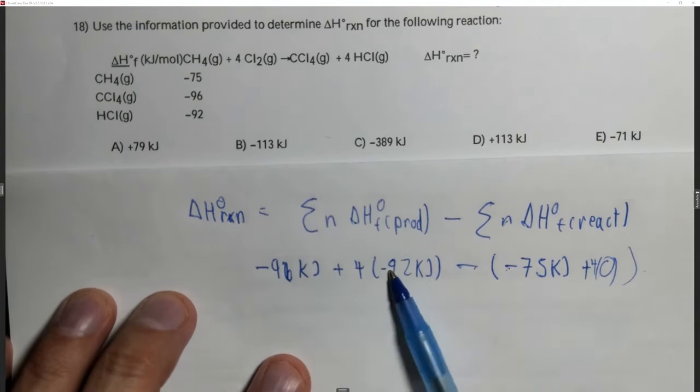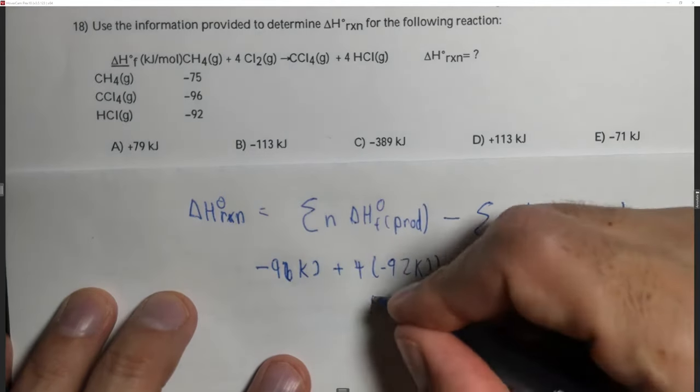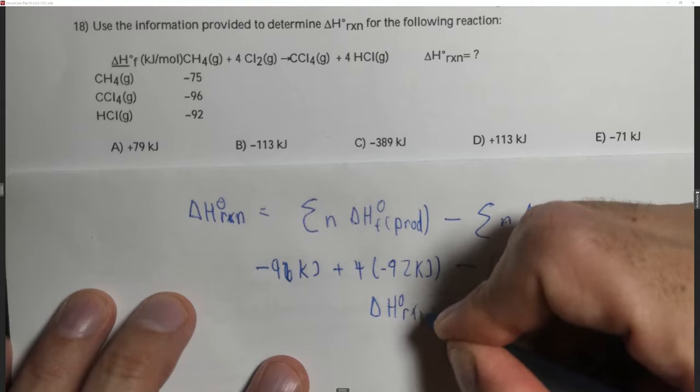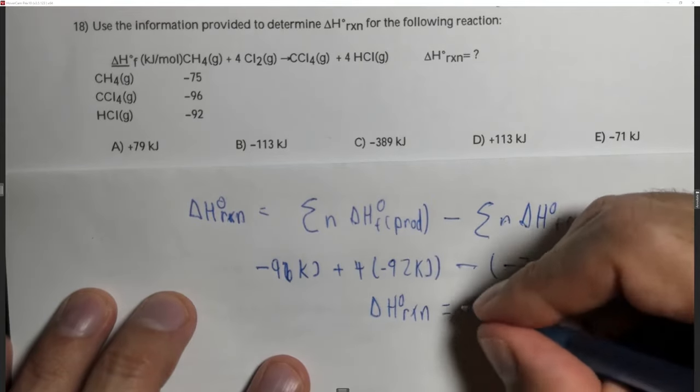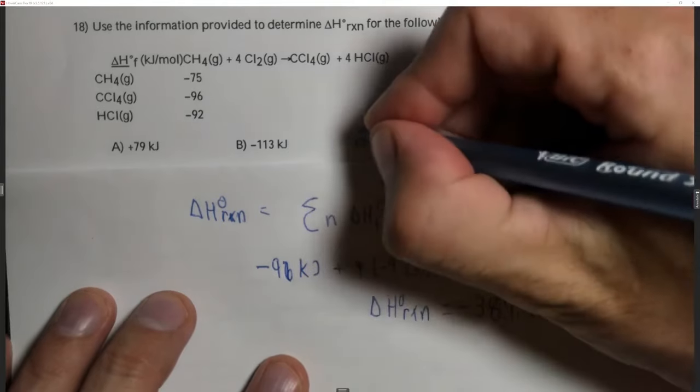So minus 96 plus 4 times minus 92, essentially plus 75. And when you do that math, you find that the delta H naught of the reaction is equal to minus 389 kilojoules, which is choice letter C.